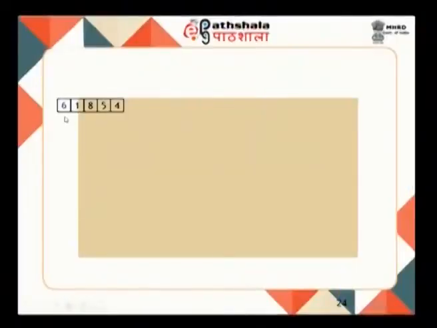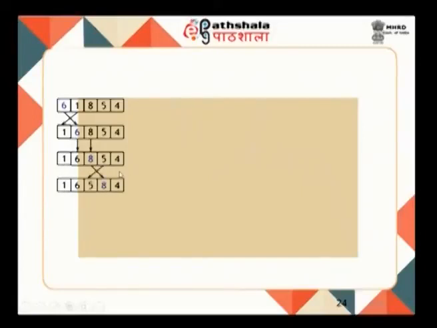Let us consider these elements. I just want to sort this. You can see very well that 6 and 1 are not in the correct order, so I am exchanging them. I am getting the list 1, 6, 8, 5, 4 now. Again, you can see 8 and 5 are not in order, so I am exchanging them. Again I am comparing 8 and 4, it is not in the proper order, therefore I am exchanging.